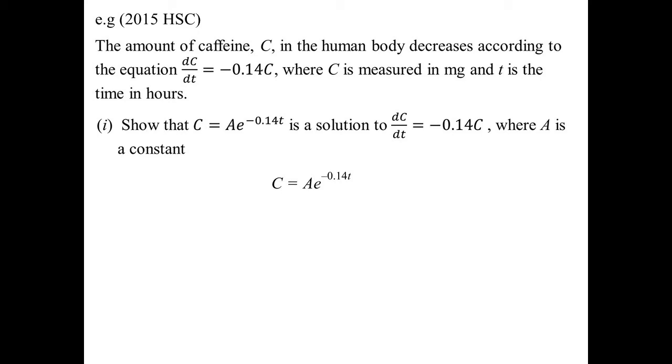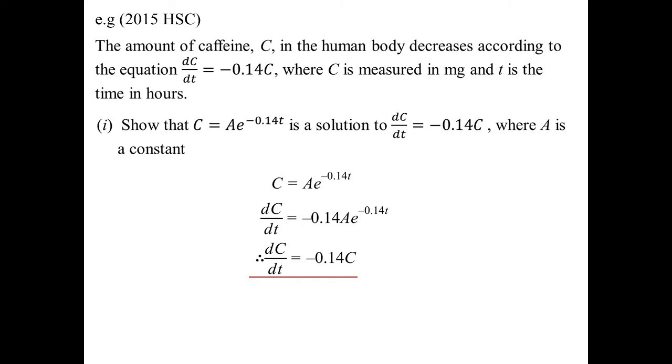C equals Ae^(-0.14t). Now A is just a constant number. If I differentiate the exponential, we know we differentiate the power. In this case, it's a nice linear power. So differentiate minus 0.14t with respect to t, we'll get minus 0.14. So our derivative becomes minus 0.14 Ae^(-0.14t), but hang on a sec, Ae^(-0.14t), that's what we said C was equal to. So yes, indeed, that is equal to minus 0.14 C. So yes, this does work for our model.